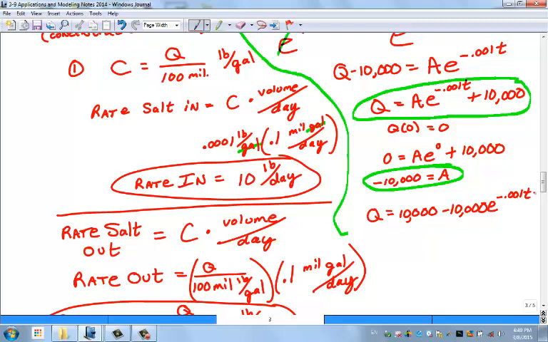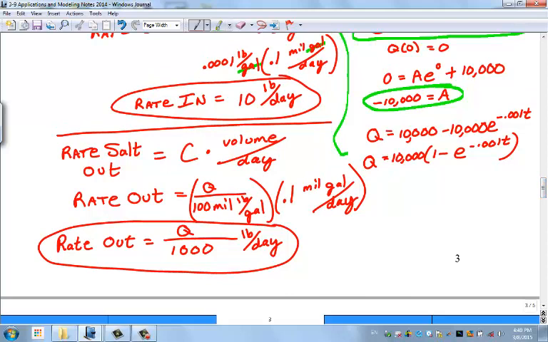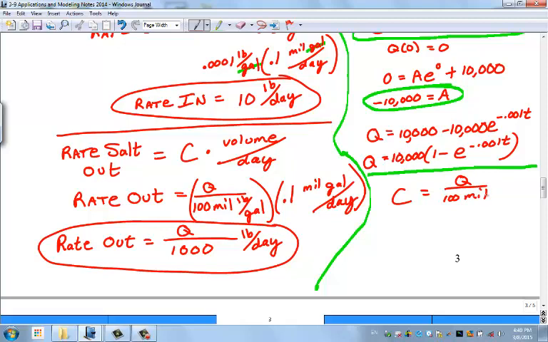So we end up with that, and now if we just pull it out, it'll make it easier to work with. If we pull out the 10,000, we get Q equals 10,000 times 1 minus e to the negative 0.001 t. Now, to get the concentration, all we have to do is use that concentration formula. The concentration formula that we have from above is C equals Q over 100 million. We have Q, so all we need to do is put that Q in there and we're going to have our concentration.